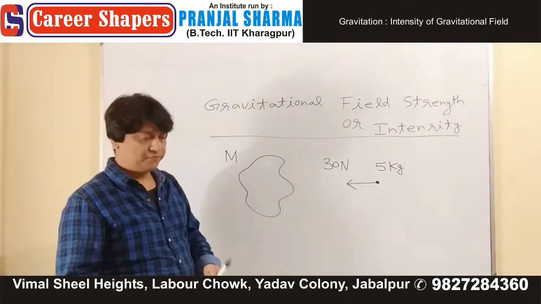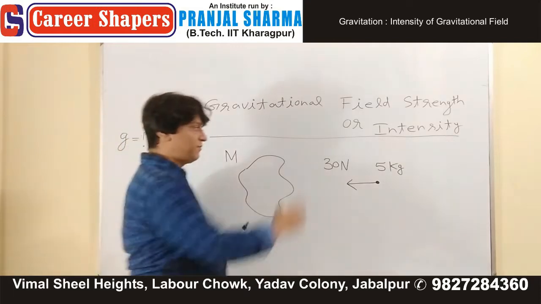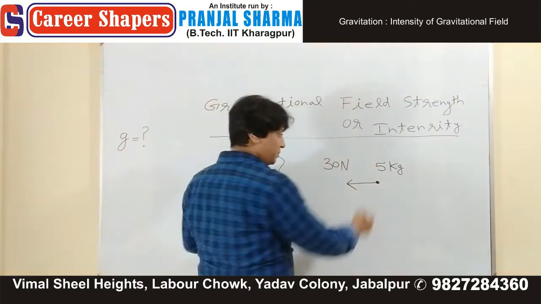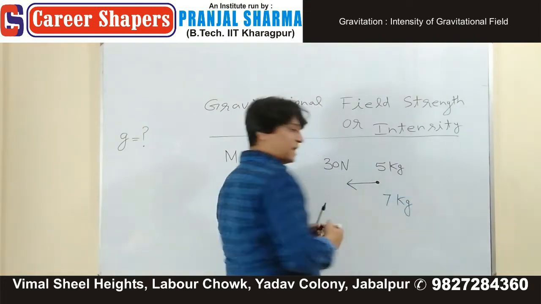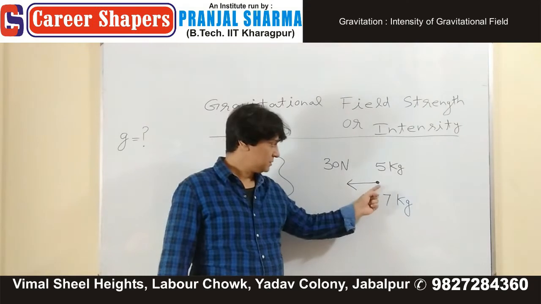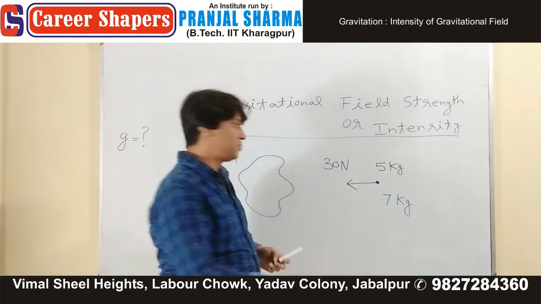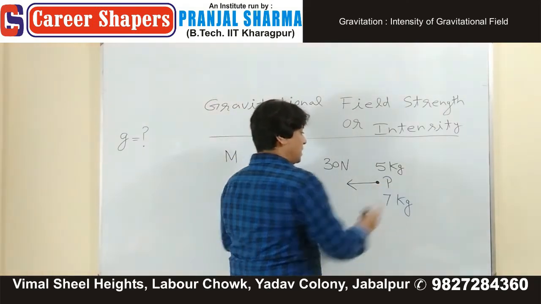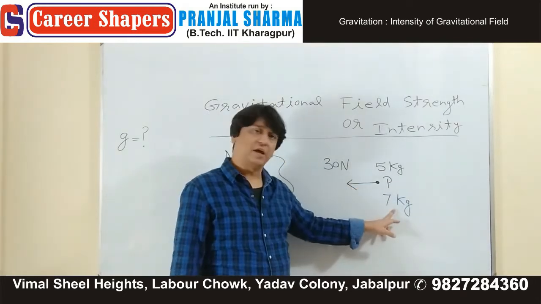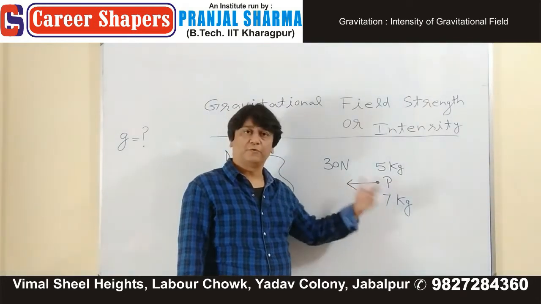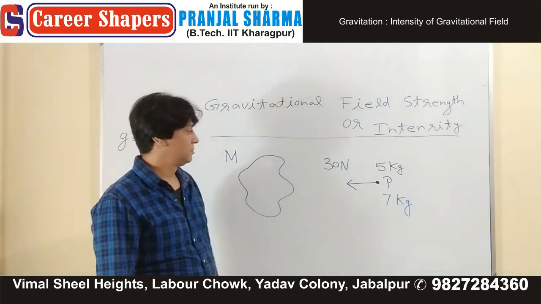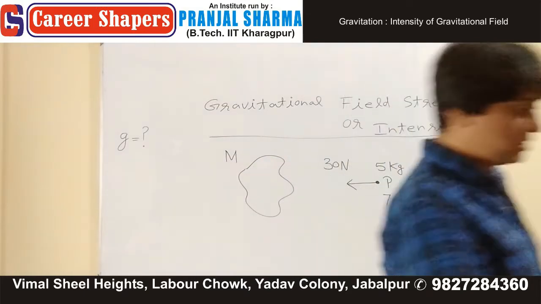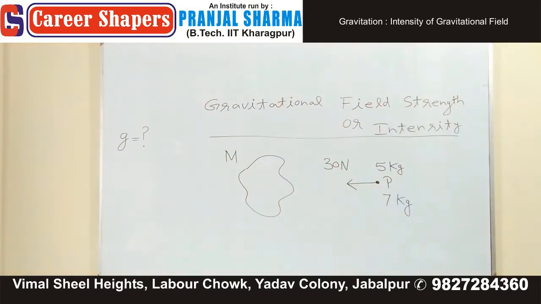Now the question is, if instead of 5 somebody comes and places 7 kg mass exactly at the same spot, same point, let's call it point P. If you replace 5 kg with 7 kg mass, then what is the force on 7 kg coming from this capital M? Let's see if you can answer this or not first. Try to answer this part. What is the force on this 7 kg block?